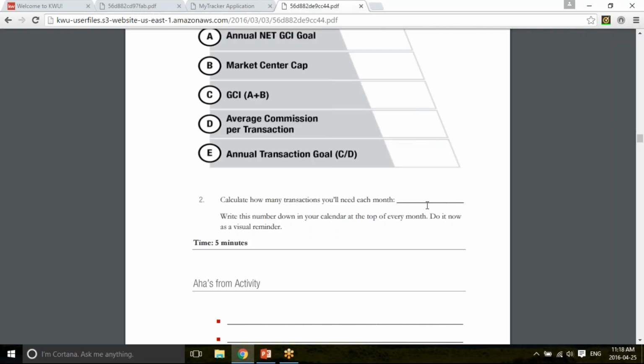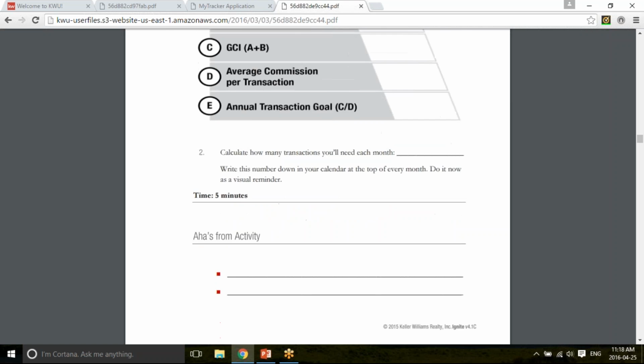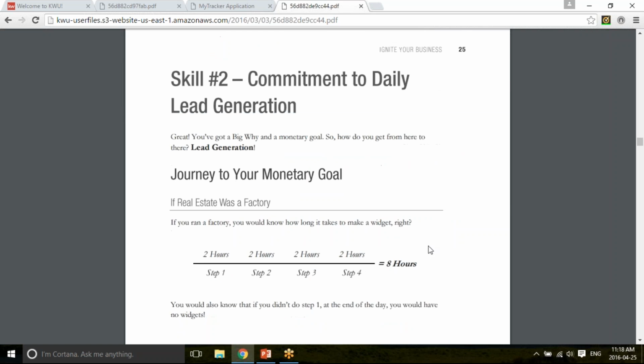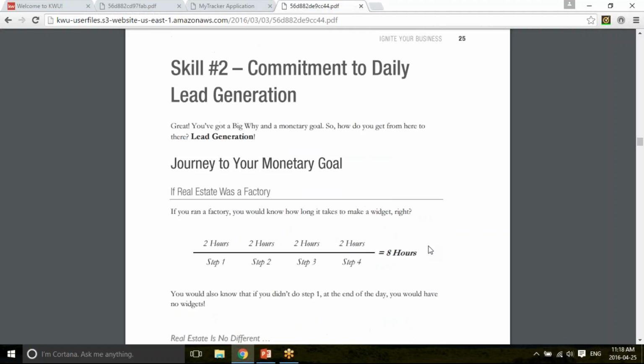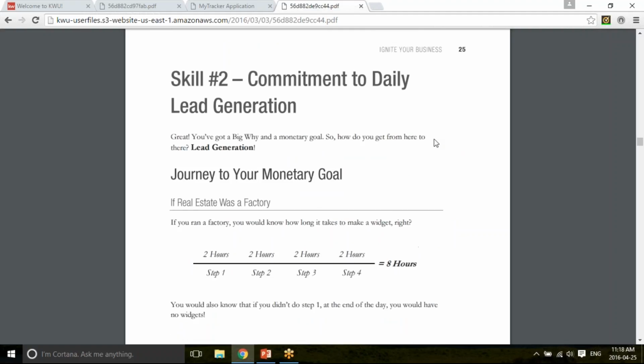So on that note, looking at page 25, it's talking about lead generation. Oh, big surprise. It's talking about your journey to your monetary goal. And here's a really good example, and I love this in the book. If you ran a factory, would you know how long it takes to make a widget? I don't actually know what a widget is, I'm going to be honest. A thingamajig. Okay, so that's what I thought it was.